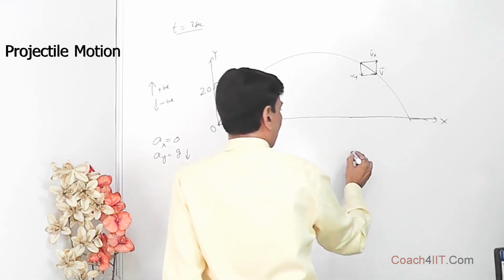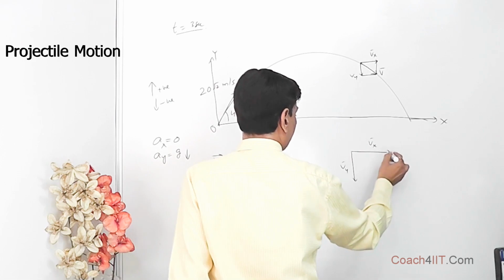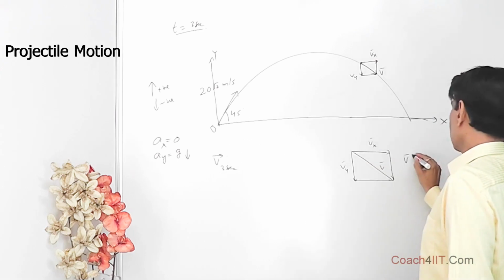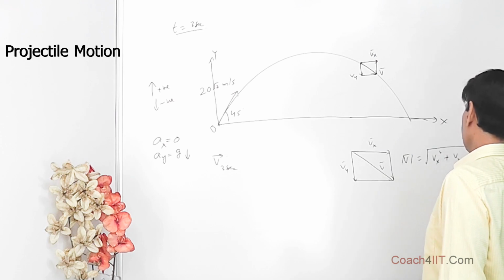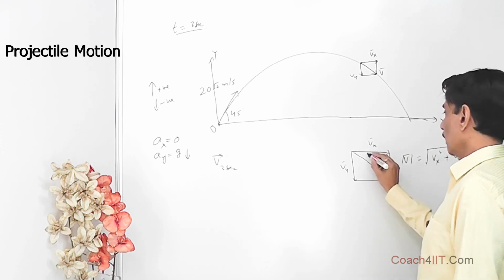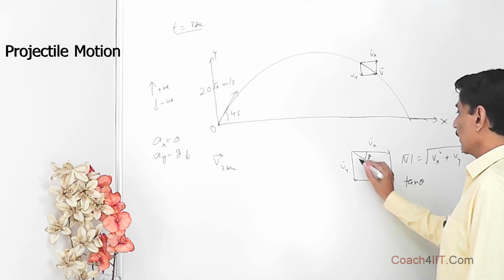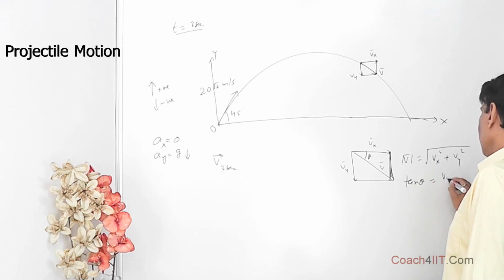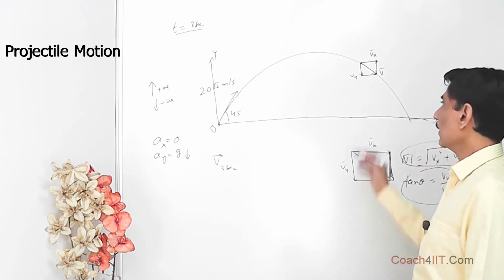And what is the net velocity? The magnitude of the net velocity vector is going to be the square root of the magnitude of vx squared plus the magnitude of vy squared. Theta we can also find out: tan theta in this right angle triangle is perpendicular by base, that is vy by vx. So we can find the angle as well as the magnitude. Now let's find the value of vx and vy here.